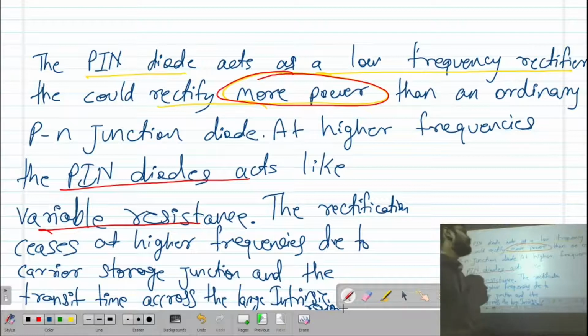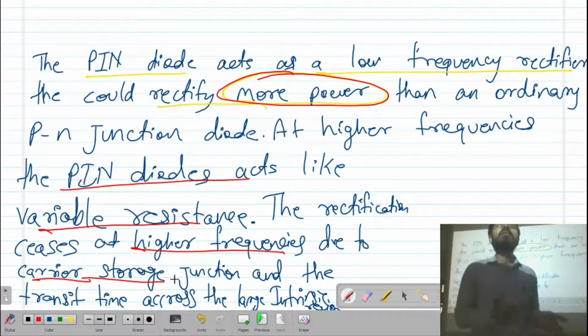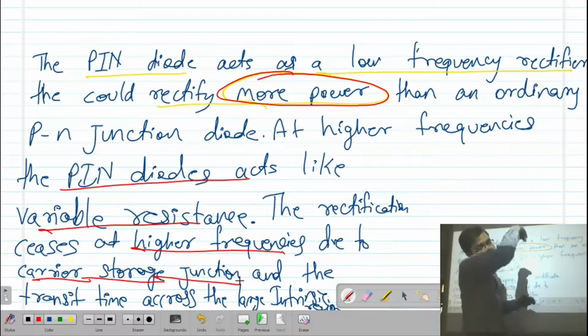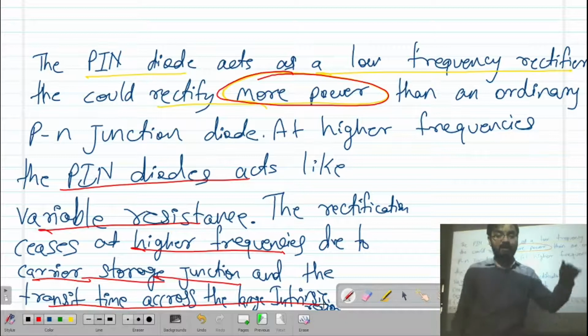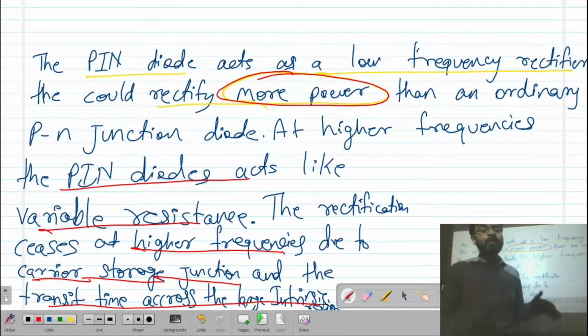Okay, so what happens at higher frequencies? Charge carriers are nothing but electrons in n type and holes in p type, while both electrons and holes will be the charge carriers in the intrinsic region. So charge is stored at the junction, and the transit time is nothing but the time from p type to n type and n type to p type. It will have a large intrinsic region to travel, and due to carrier storage at the junction, it is going to cease the rectification at higher frequency. Okay, so this is all about the PIN diode.